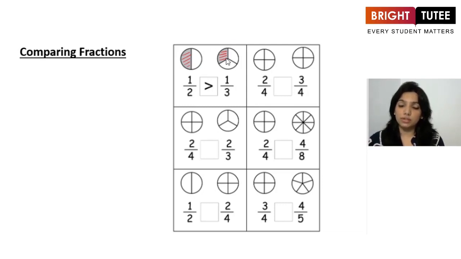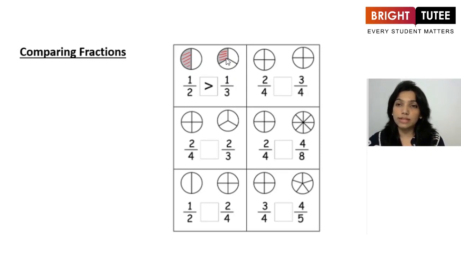Or you can imagine this: suppose you are eating a pizza. If you are dividing the same pizza among 2 people, and dividing the same pizza among 3 people equally, which one do you think will have more pizza? The one divided among 2 people or the one divided among 3 people? Obviously, the one divided among 2 people, right? So 1 over 2 is bigger than 1 over 3.